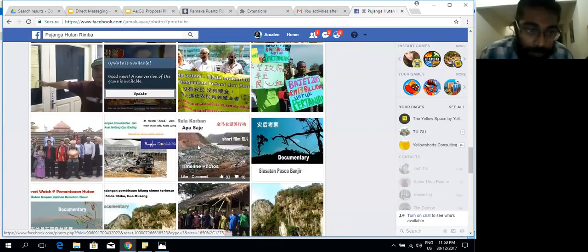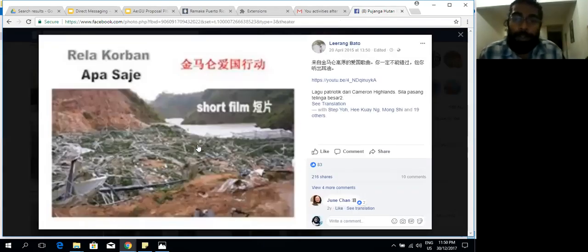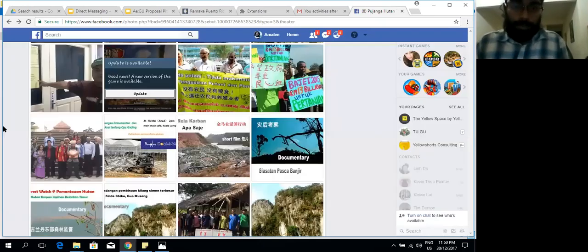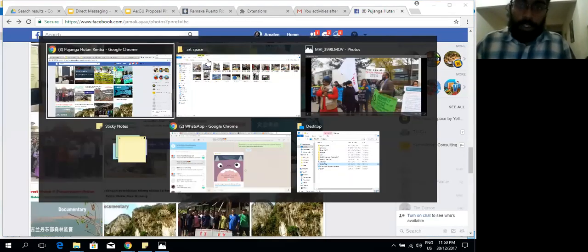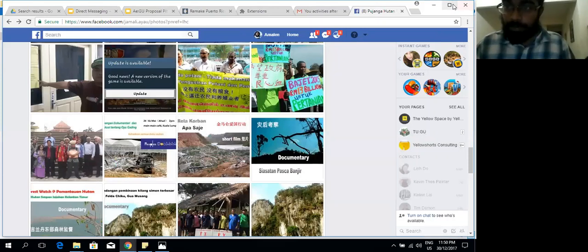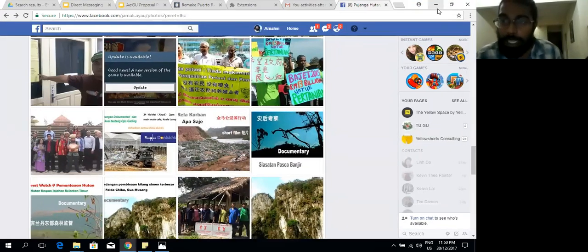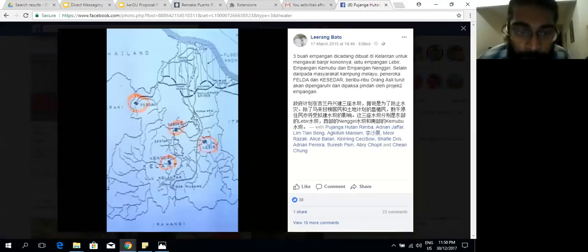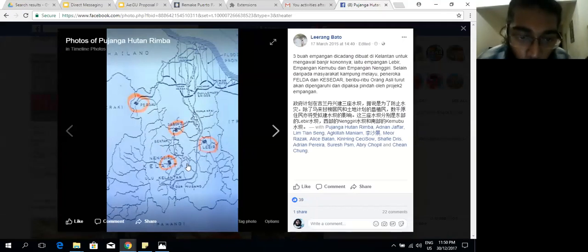Okay, so what happened was, in a big forest reserve in the northern part of Malaysia, there was a huge logging situation going on. This covered this whole area here. There was massive deforestation going on.